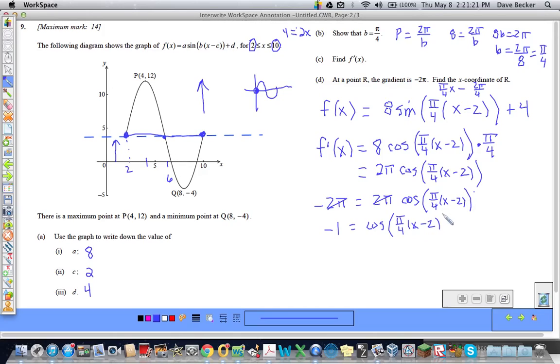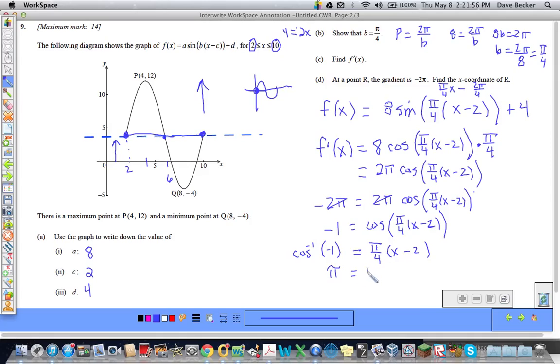Okay. Now the problem is this cosine. But if I take the inverse cosine of both sides, this cosine goes away. So the arc cos of cos is equal to pi over 4 times x minus 2. Okay? And that's going to be equal to the arc cos of negative 1. Well, what does this mean? It's asking, where does cosine equal negative 1? Cosine equals negative 1 at pi, right?